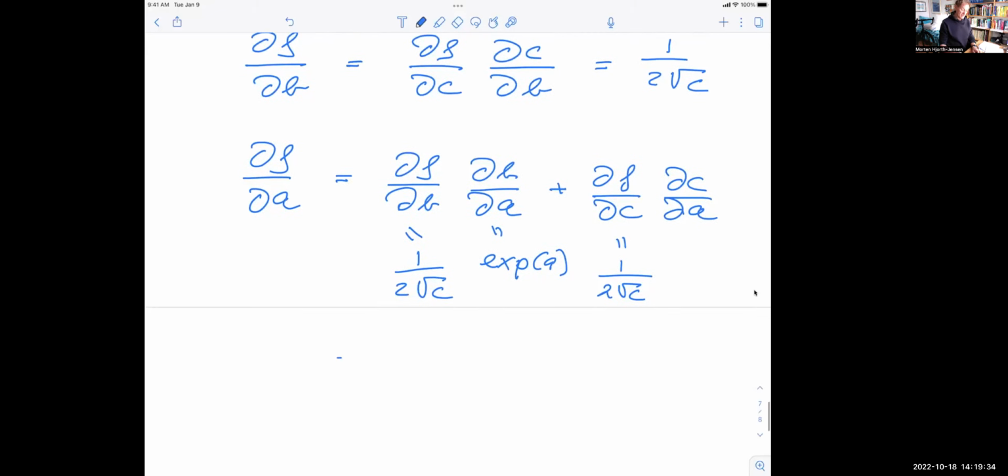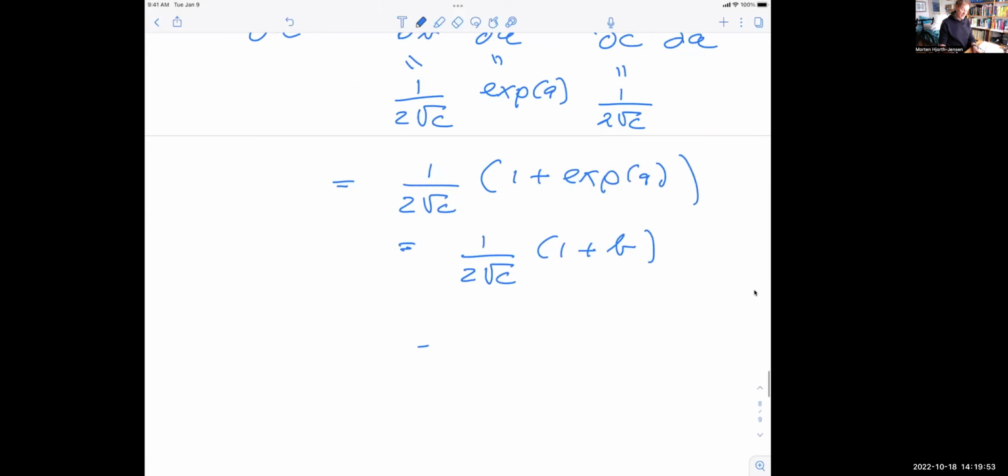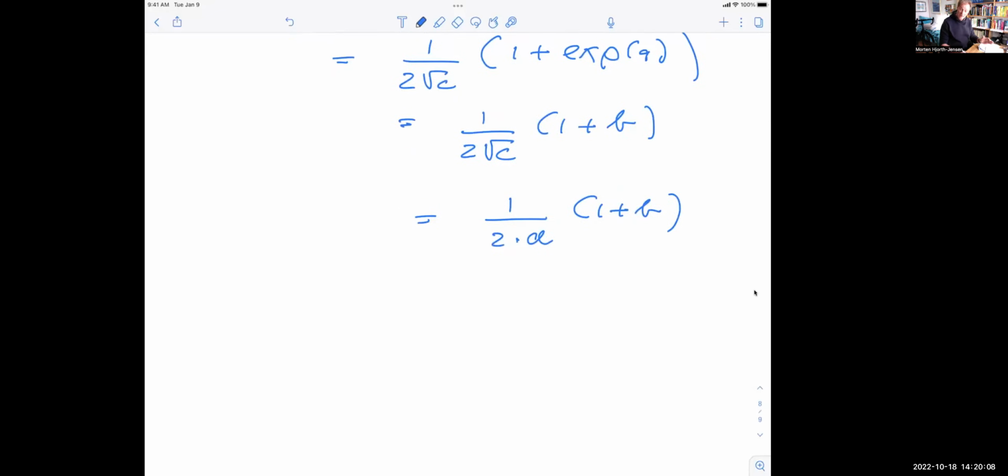So this quantity here is 1 over 2 square root of c, and dc da is equal to 1. So what we have then is that this quantity is 1 over 2 square root of c, and then I have 1 plus the exponential of a, and this is simply 1 over 2 square root of c times 1 plus the quantity b, which we again can write as 1 over 2 times d, or 1 plus b here.